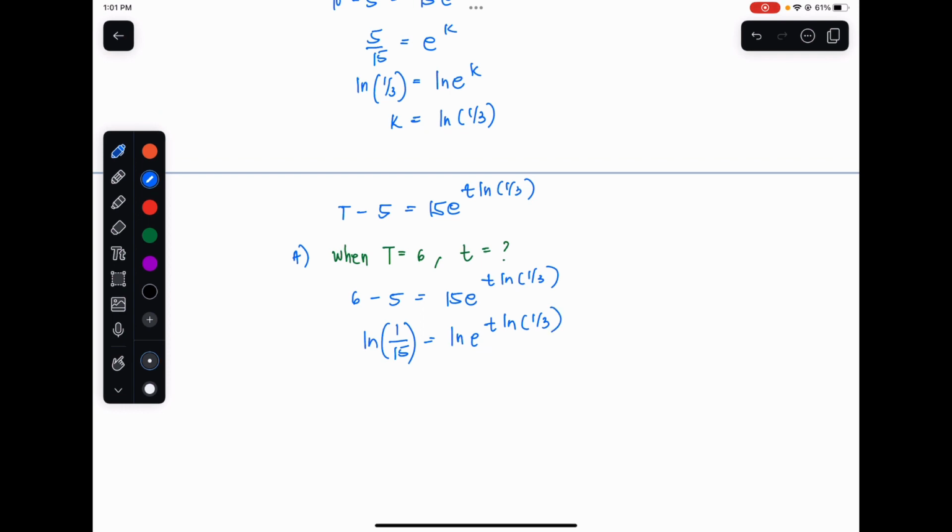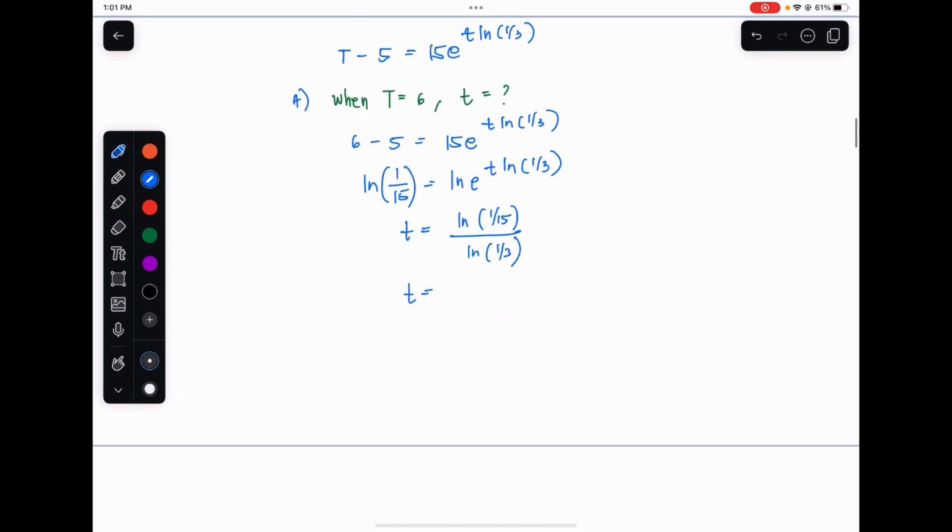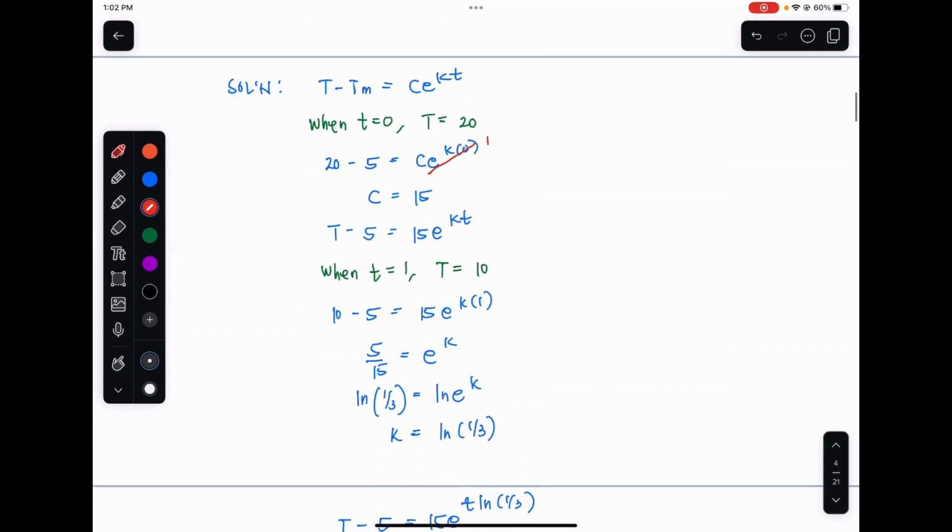So 6 minus 5 is 1, then divide it by 15. Then we take ln of both sides, giving us t equal to ln of 1 over 15, divided by ln of 1/3. And giving us the time, ln of 1 over 15 divided by ln of 1/3 is equal to 2.47 minutes. So it would take more than a couple of minutes for the temperature to drop down to 6 degrees Celsius.